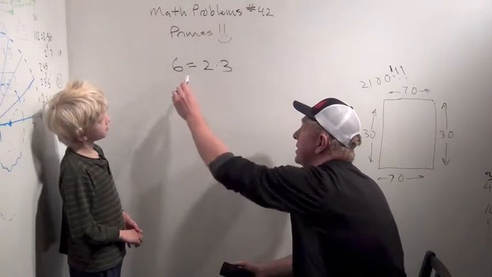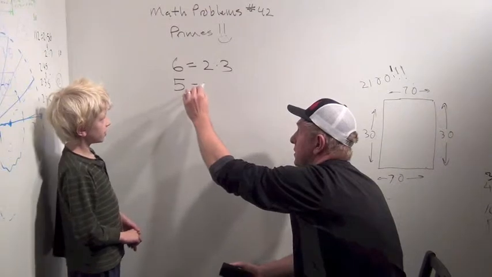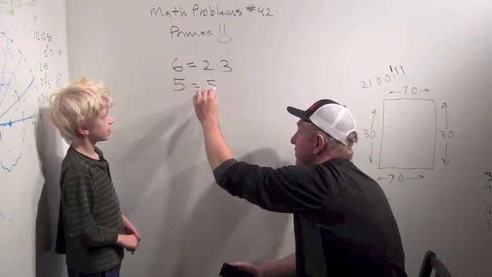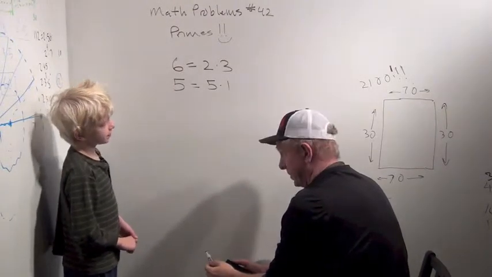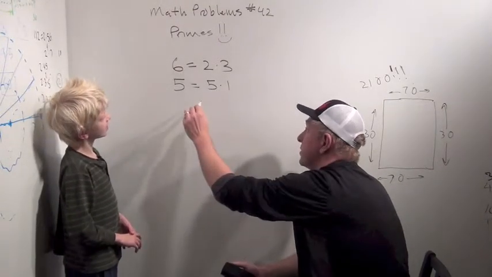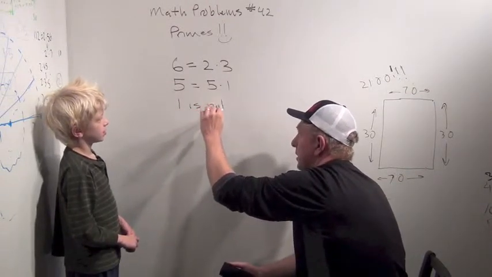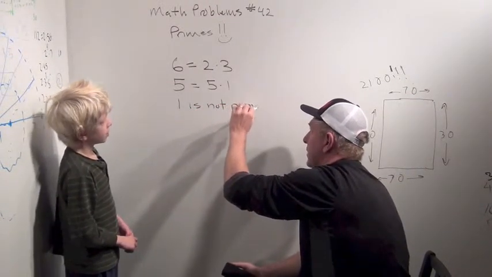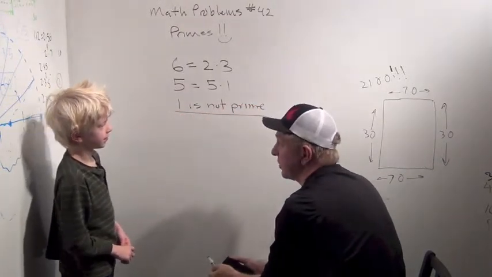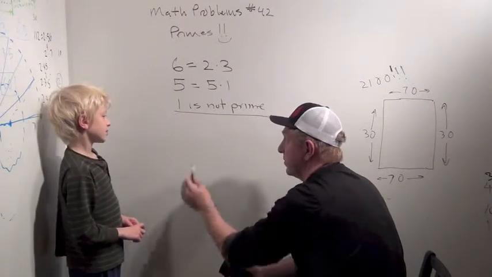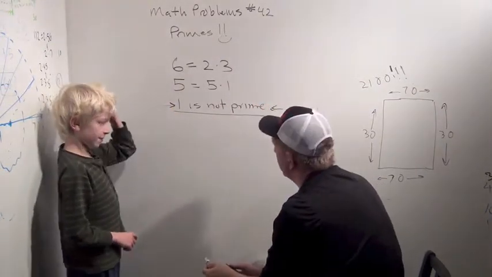Okay? But 5 is prime. The only way to write 5 is 5 times 1, so it is prime. So, by convention, 1 is not prime. The actual definition of prime numbers is an integer greater than 1, divisible only by 1 or itself. So just remember this: 1 is not prime.